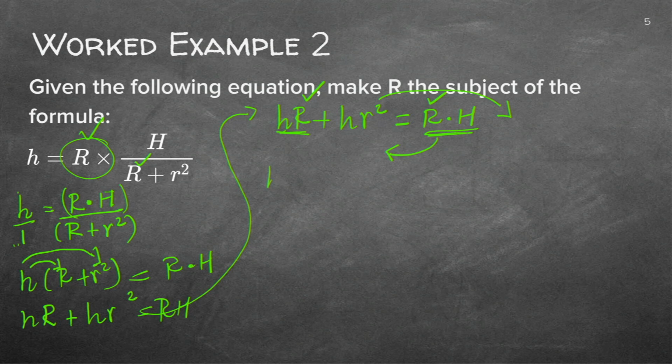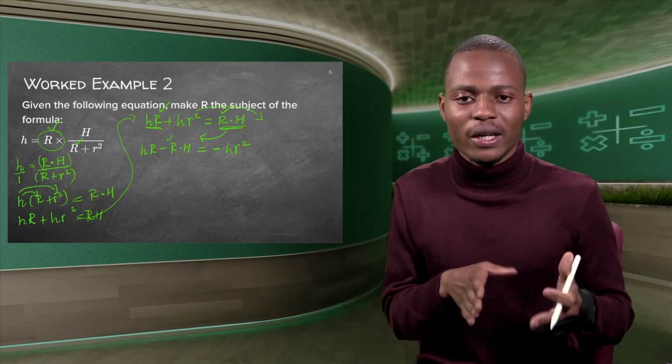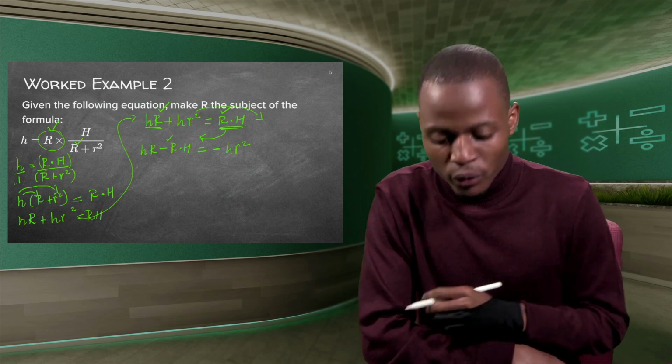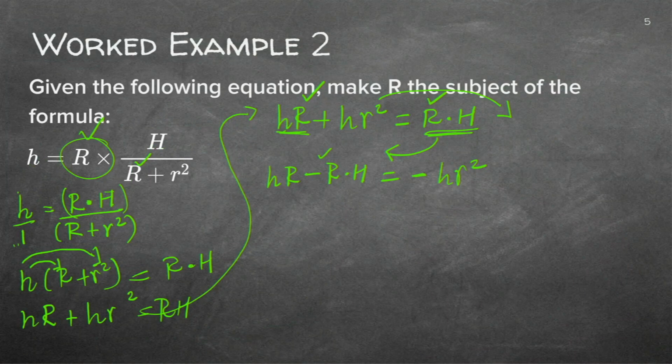So I will have RH capital R minus R times H equals negative hr squared. The reason why you have these negative signs is because the moment things jump the equal sign, they have to change the original signs that they had. So now guys, it simply means I can make r a common factor.